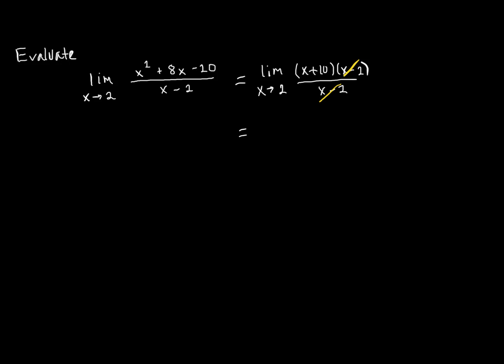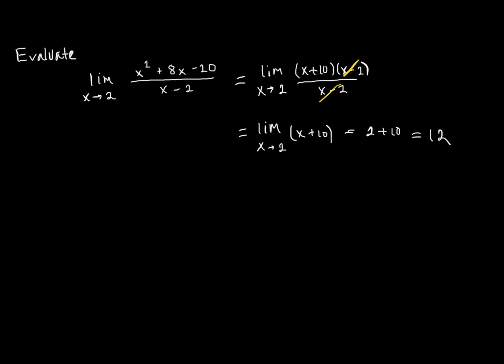So now we can rewrite this again as the limit as x approaches 2 of x plus 10, right? Because these two are always going to be 1 as we're approaching 2. And now we have a function that's continuous, right? So we can just go ahead and plug in. Now we can use substitution. We plug in 2 here, and so this is going to be equal to whatever this function is when 2 is plugged in. So it's 2 plus 10, or 12.